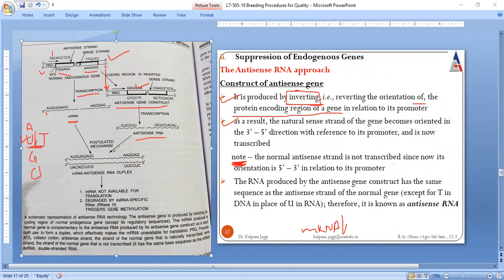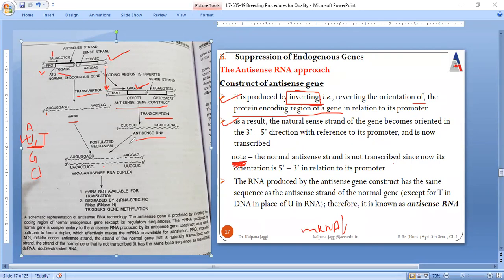Now the RNA produced by the antisense gene construct will be transcribed. After transcription, this is the strand. Now it is to be inverted, right? Because here we already have 5 prime to 3 prime, so obviously its position is going to be 3 prime to 5 prime in direction.